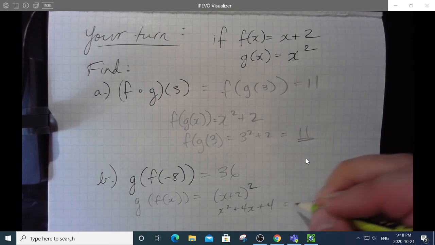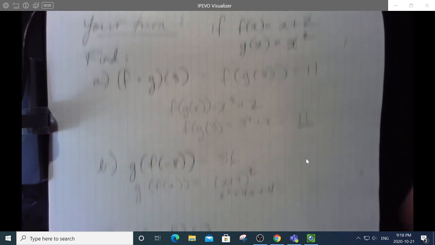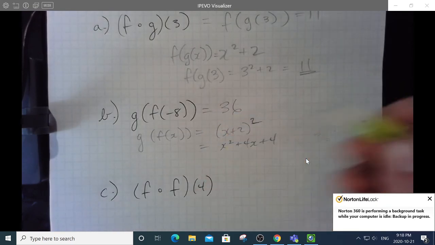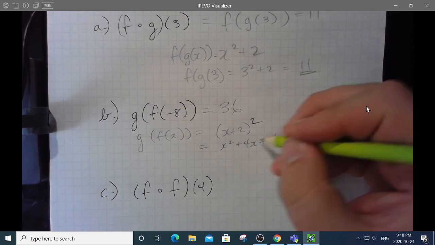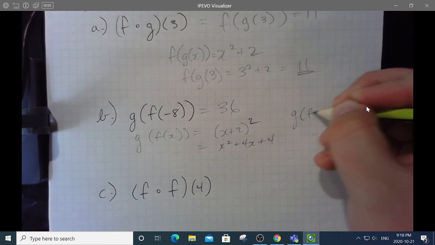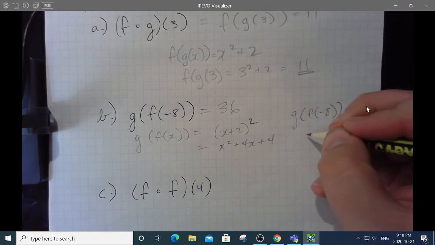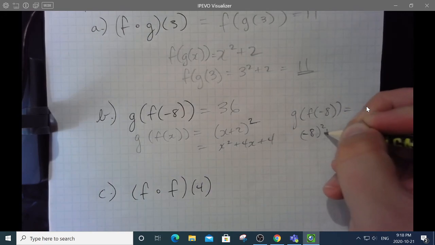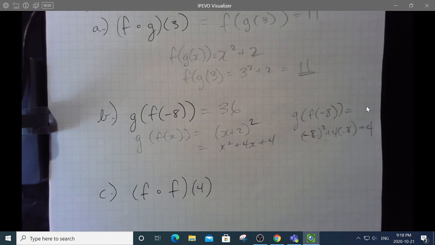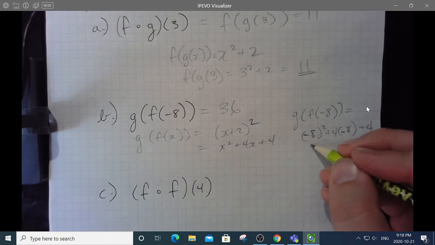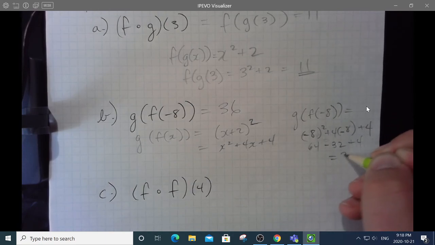Actually, I shouldn't write it like that. I should write, look at me skipping steps like I own the place. I should write, that's that, and, oh, thanks, Norton. Glad to know you're on the job. That's that, and then g of f of negative 8 would be plug negative 8 into here, right? Nobody likes it when you skip too many steps. And that would be positive 64 minus 32 plus 4, which is 36.